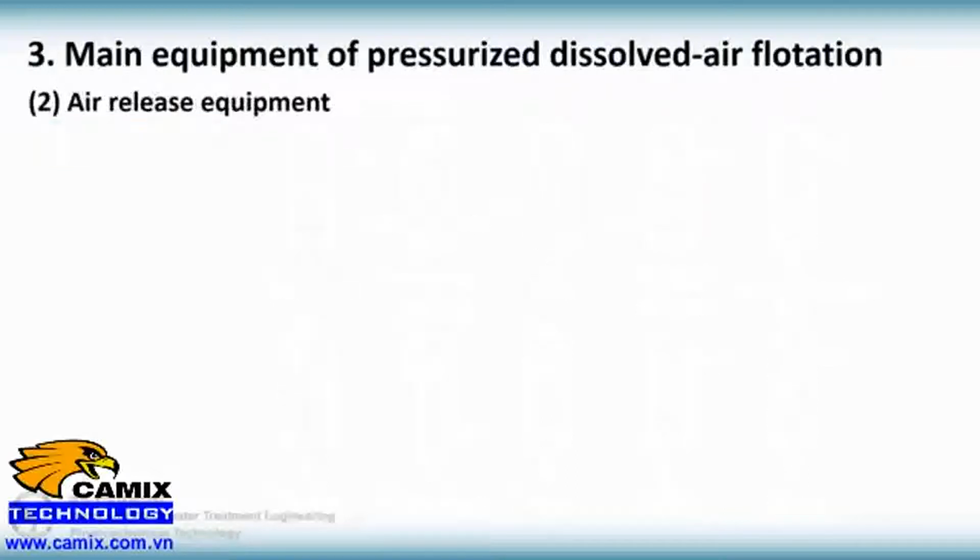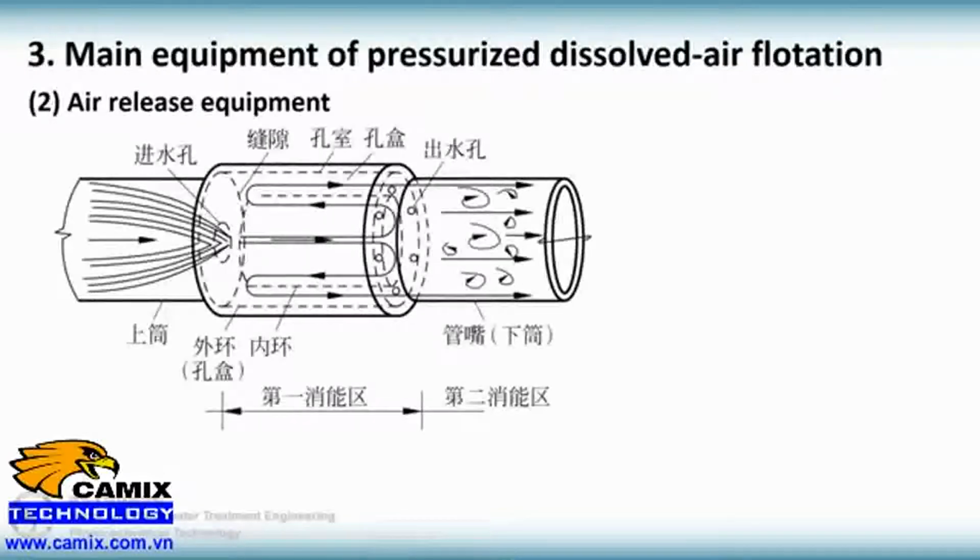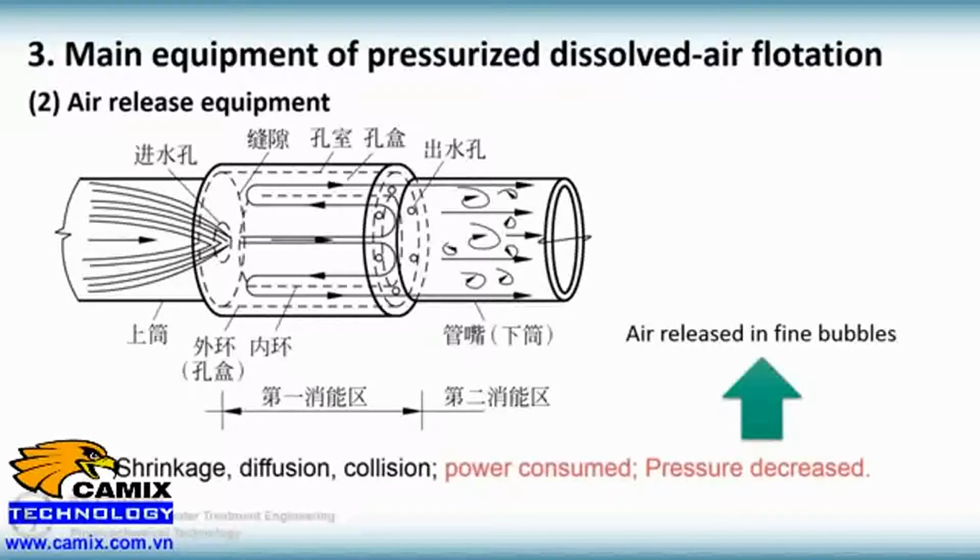The main purpose of the air release device is to release air in fine bubbles. In this release device of dissolved air, shrinkage, diffusion, and collision of the pressurized air dissolved water flow consume power. Then, the pressure of the water is reduced and uniform and fine bubbles are released.